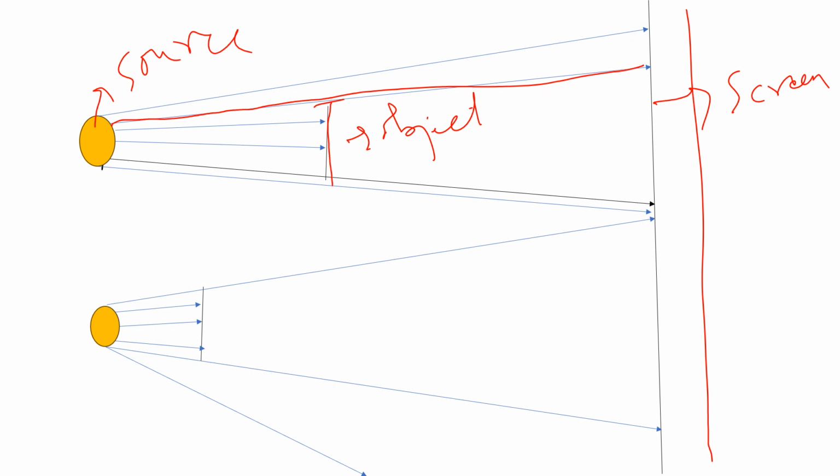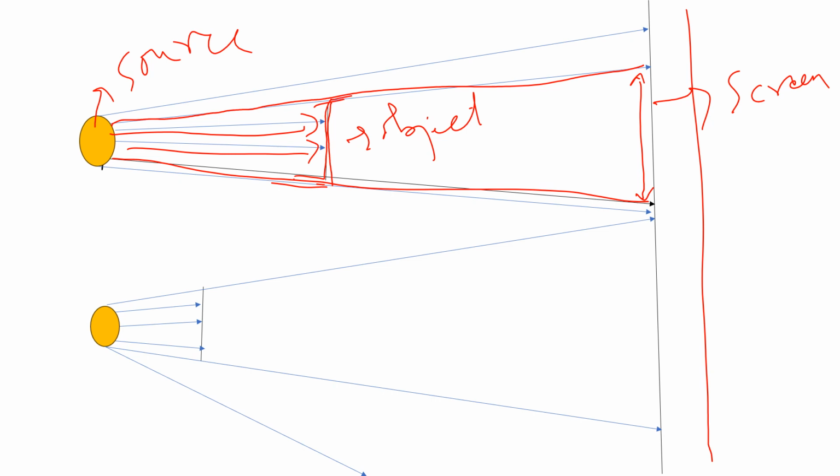You can predict where the shadow will form. As in this case, the shadow will form here, since this is the area where the light does not pass through, as the object blocks the light. So on the screen, in this area, the shadow will be formed.